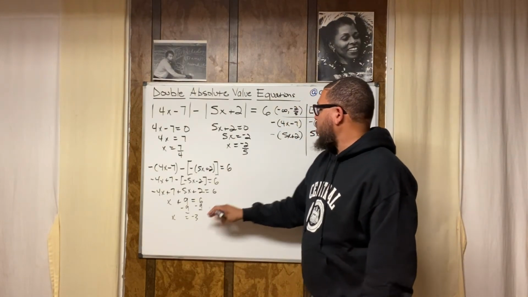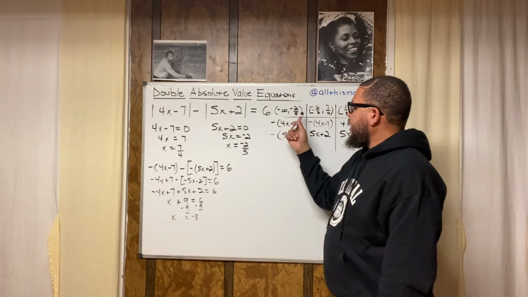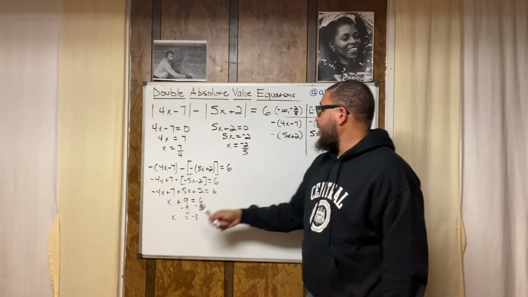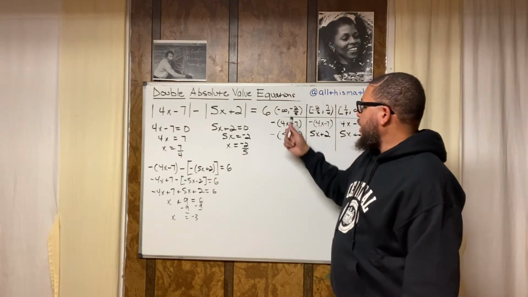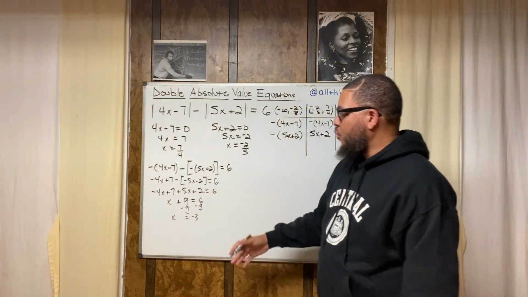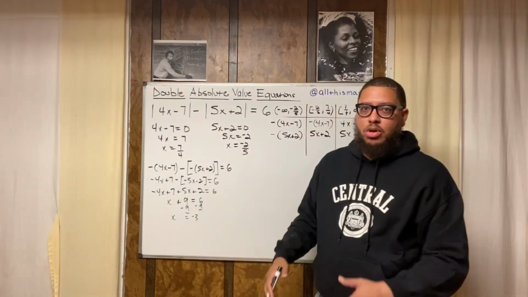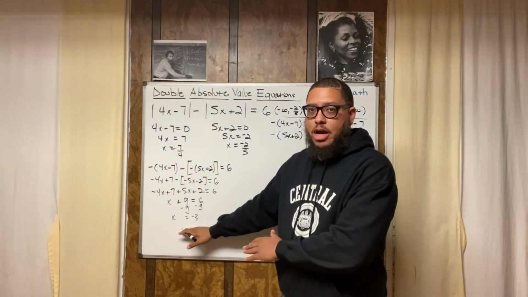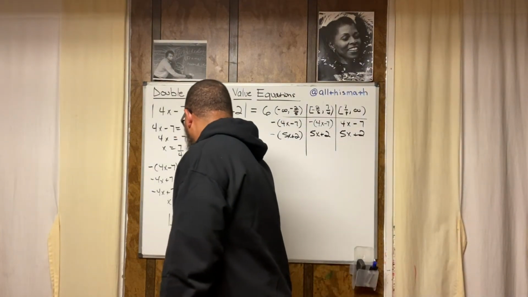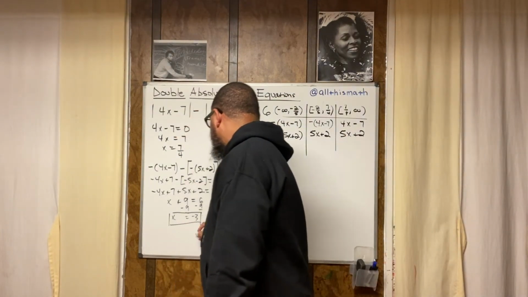Now our job is to go into the interval and say, is this within the interval? And yes, negative 3 is within the interval. It is between negative infinity and negative 2/5. It is. So therefore, we accept this. We're going to accept it. Cool. This we accept. All right, we're not going to reject it. We're going to accept it. So this is one of the solutions.